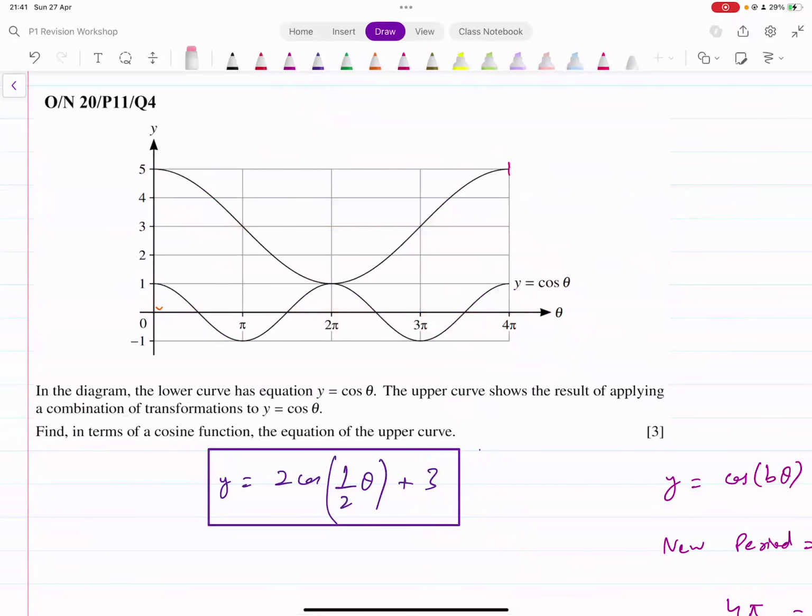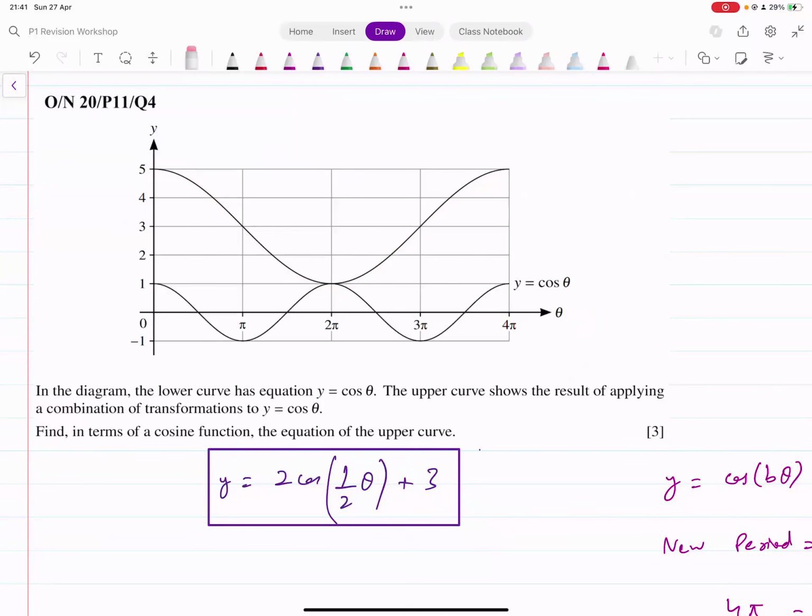So you've got this original curve. This is the graph of y equals cos theta, and this is being transformed to the upper curve, this curve here. They are saying, find in terms of a cosine function, the equation of the upper curve. What's the equation of this curve? How do you figure that out?